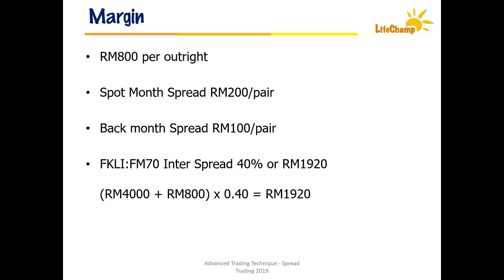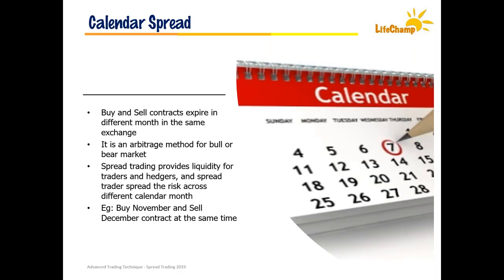But what if I do an intermarket spread? When you're doing an intermarket spread, you only need to pay 40% of the margin. In this case, it's 4,000 plus 800, multiplied by 40%, you get 1,920. And of course, now it's slightly 200 ringgit more due to the increase in margin. But roughly, you can see, rather than paying 4,800 for two futures contracts, you are paying only 40% of the margin, which is 1,920. Okay, this is what an intermarket spread can do.